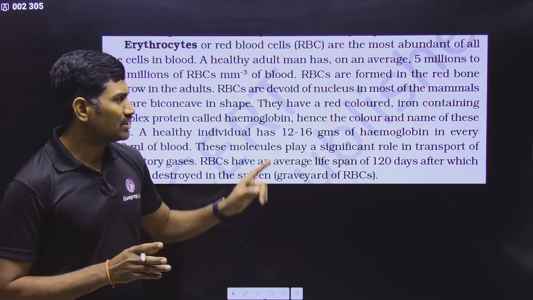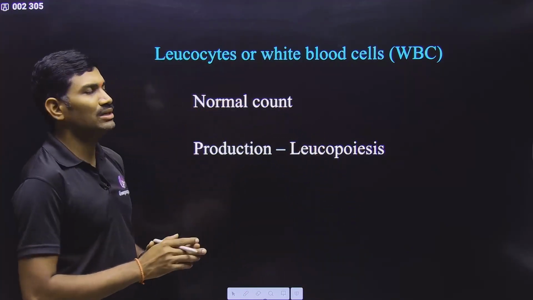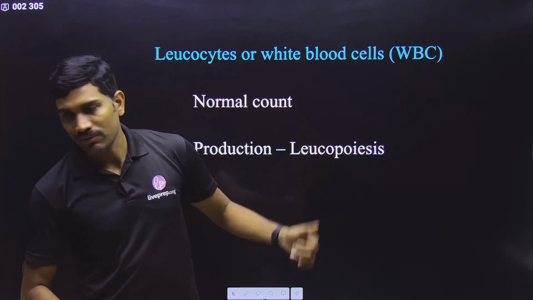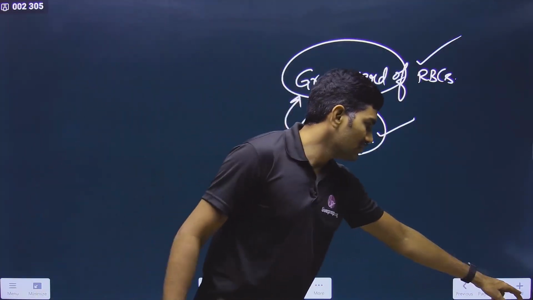General, very simple information, but each and every point is important for examination. This is the general information with respect to the RBCs. Now we will see similar information with respect to the WBCs. With respect to WBCs, now let us see here.